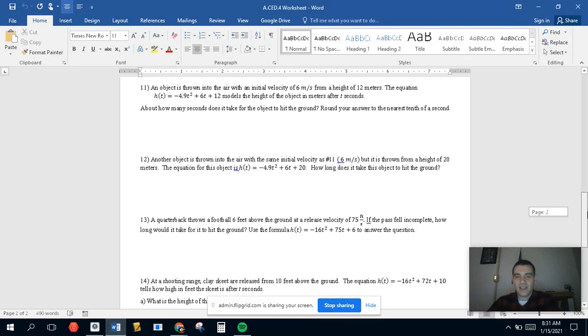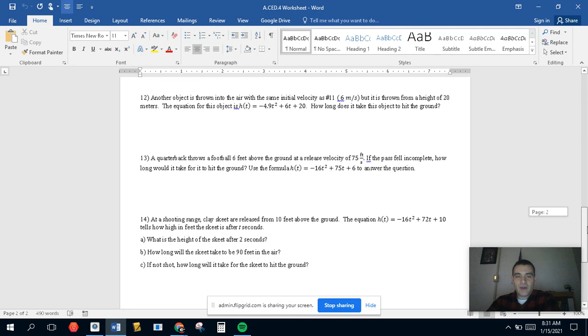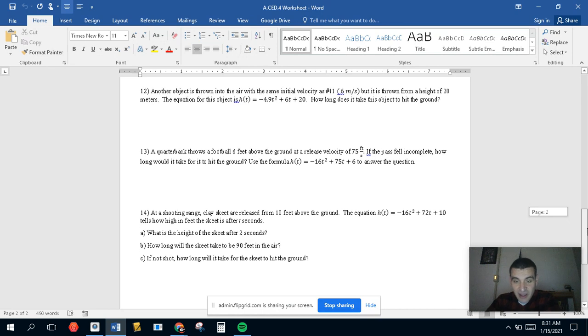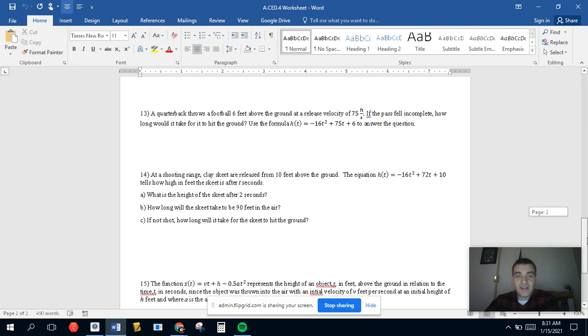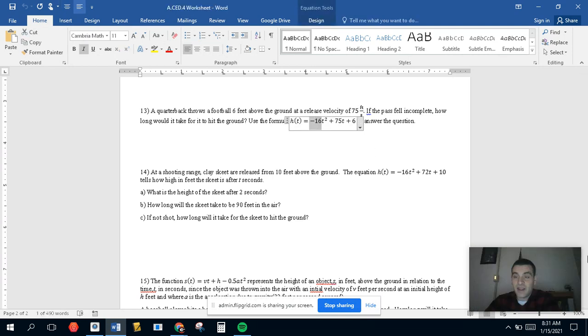Number 12 is, again, it hits the ground. 13 says a quarterback throws a football 6 feet above the ground at a release velocity. If the pass fell incomplete, how long would it take for it to hit the ground? So just asking again, same deal. How long does it take to hit the ground? I do want to point out on this one that's got the negative 16 because it changed from meters to feet. And that's all that is.